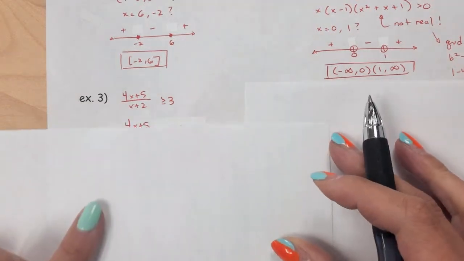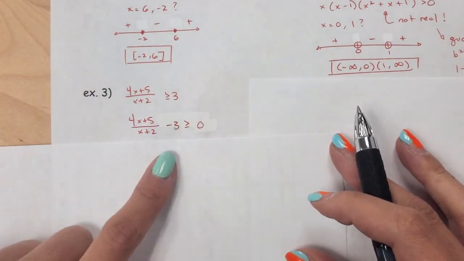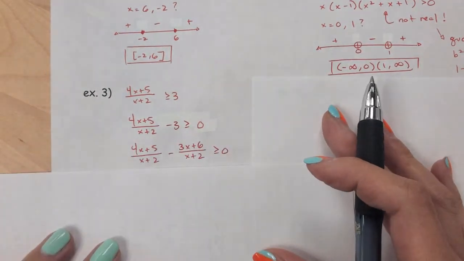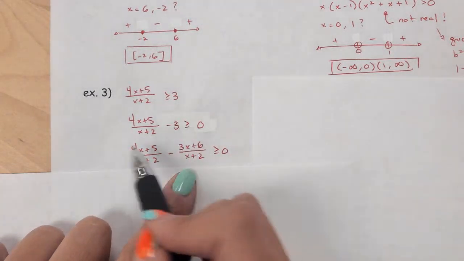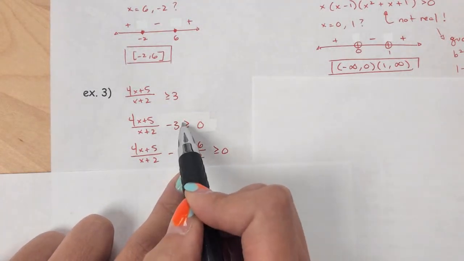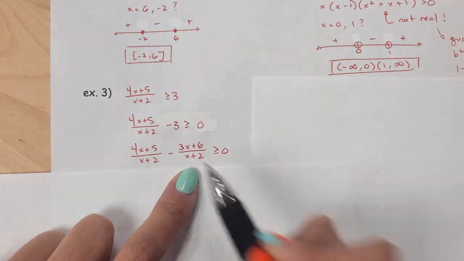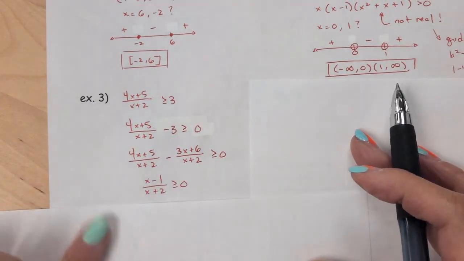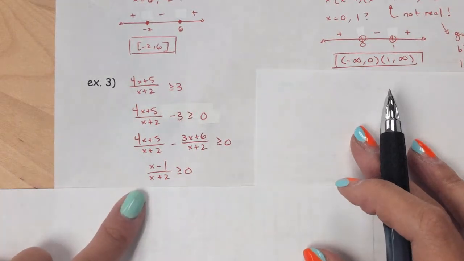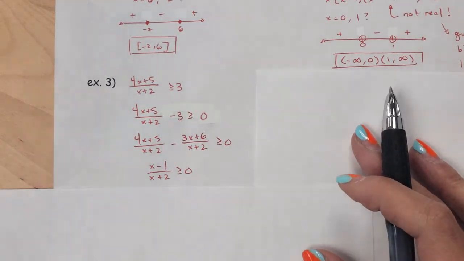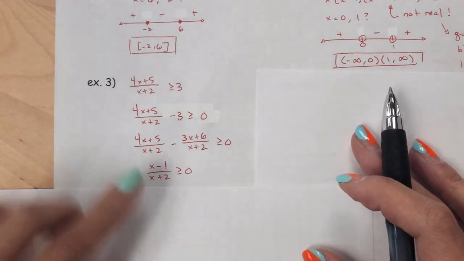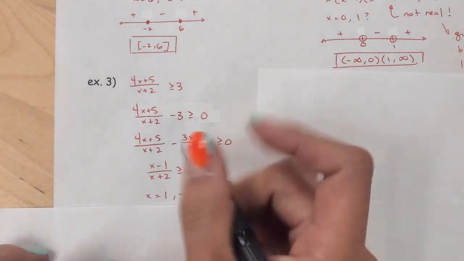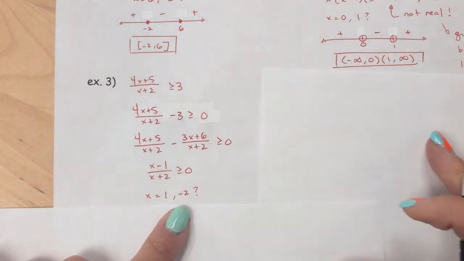So you subtract to the other side, and then if you do this in one step, you realize that you also have to have an x plus 2 on the bottom. So you're going to multiply the 3 by x plus 2, and then you get this. And then go ahead and deal with your numerators, and you get x minus 1 over x plus 2. This gives you two values that you have to check. So the 1 and the negative 2.